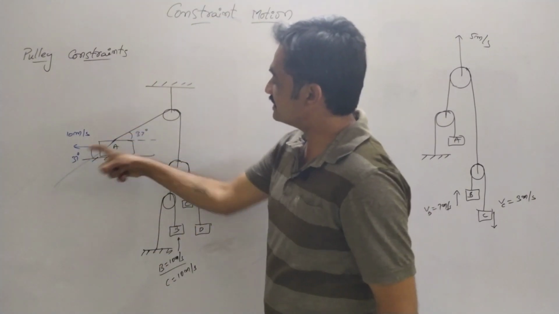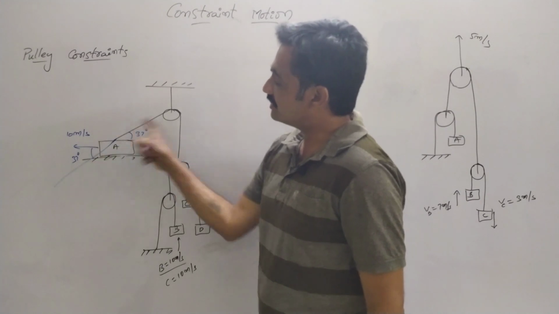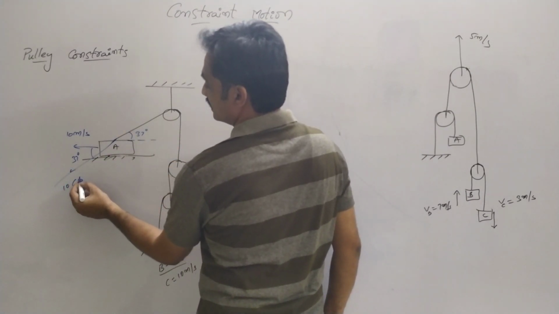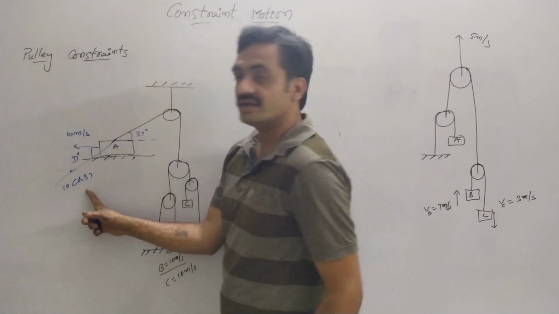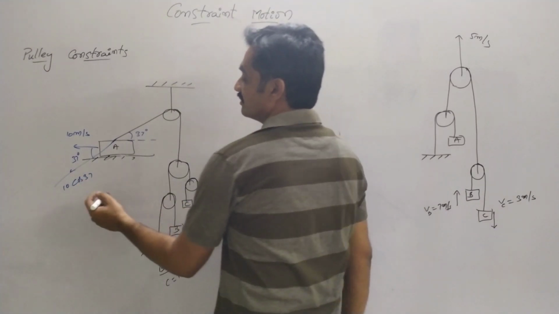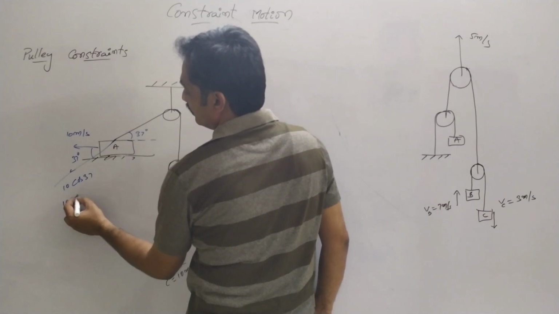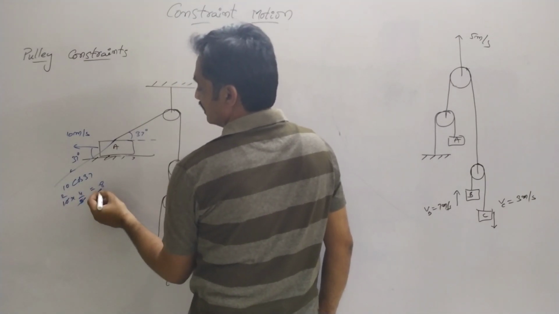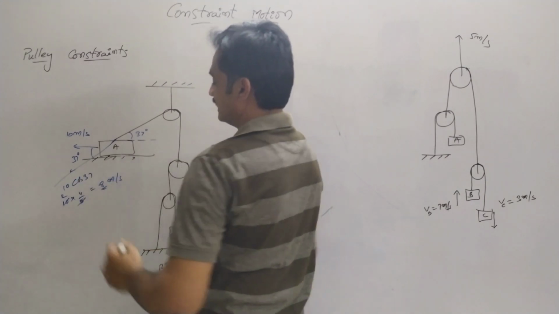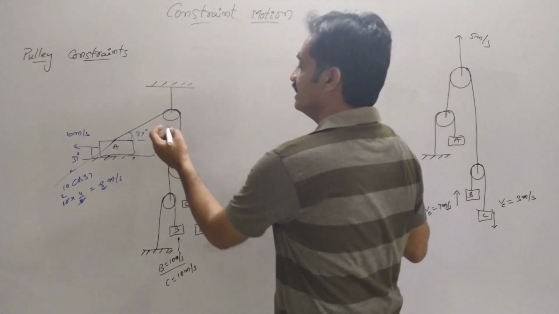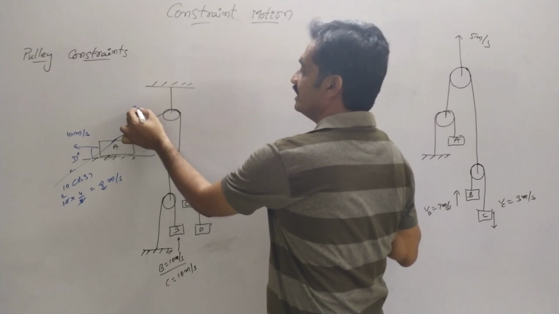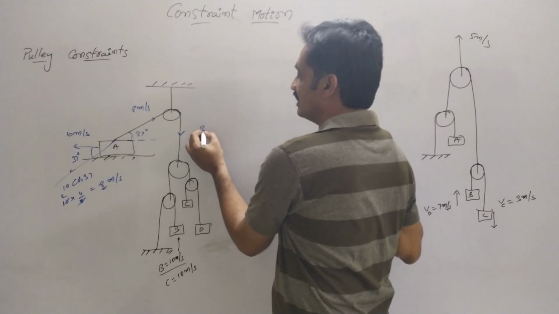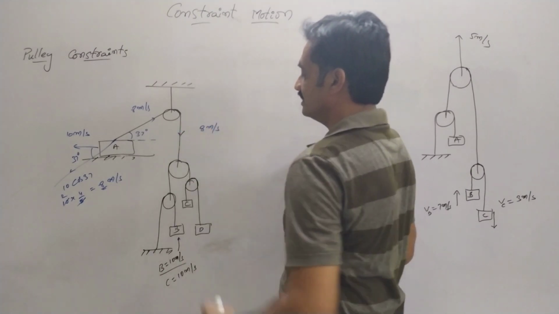Now we have to represent the velocity along this string. So along this string we can represent it as 10 cos 37, whereas we know that cos 37 is nothing but 4 by 5, 10 into 4 by 5. So here we have 4 into 2 which is equal to 8 meter per second. So along this string the velocity is 8 meter per second. So based on that, here also we can represent that the velocity at this point will be 8 meter per second.